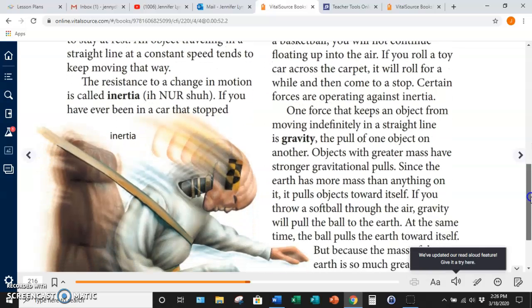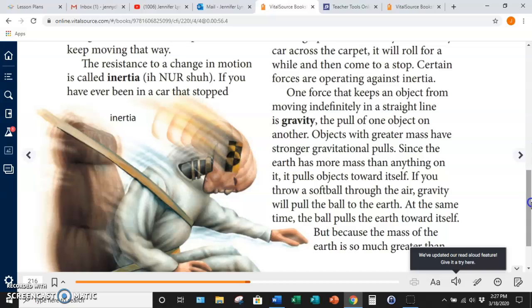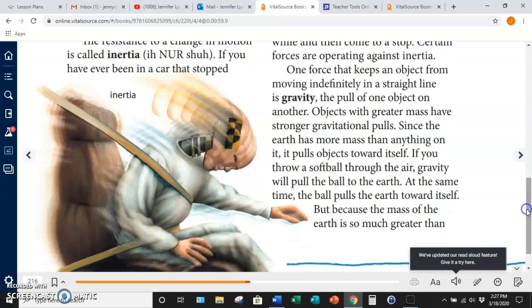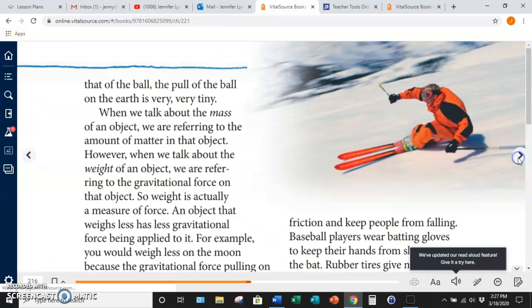One force that keeps an object from moving indefinitely in a straight line is gravity, the pull of one object on another. Objects with greater mass have stronger gravitational pulls. Since the Earth has more mass than anything on it, it pulls objects toward itself. If you throw a softball through the air, gravity will pull the ball to the Earth. At the same time, the ball pulls the Earth toward itself, because the mass of the Earth is so much greater than that of the ball. The pull of the ball on the Earth is very, very tiny.